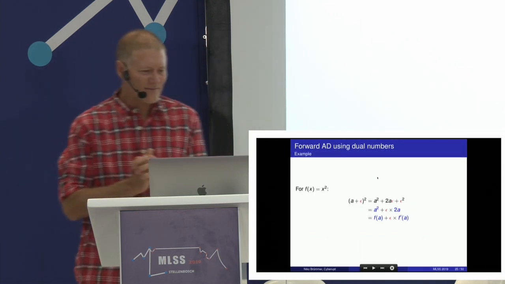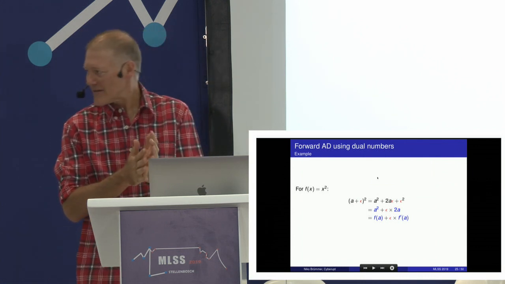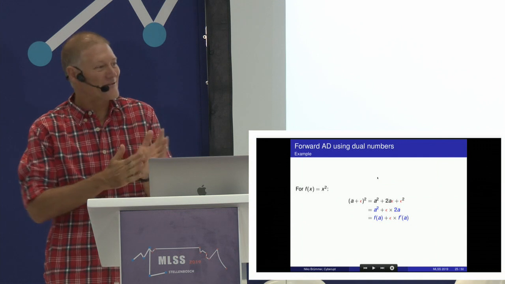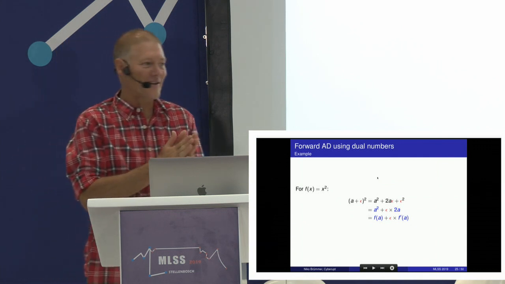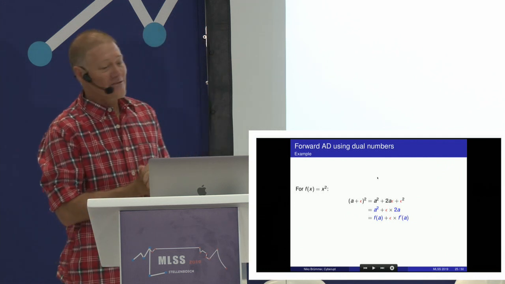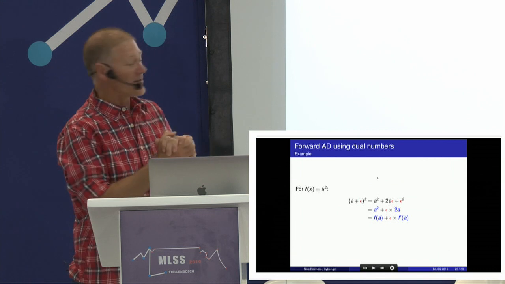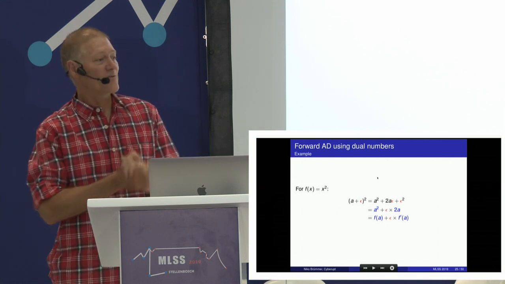Just to convince you with an argument somewhat simpler than a Taylor series, let's just do this for a very, very simple function. You just square the argument, and epsilon squared disappears, and you've got the function value a squared and the derivative 2a, and things work out.